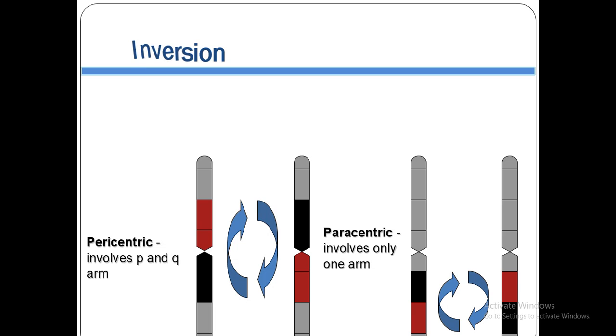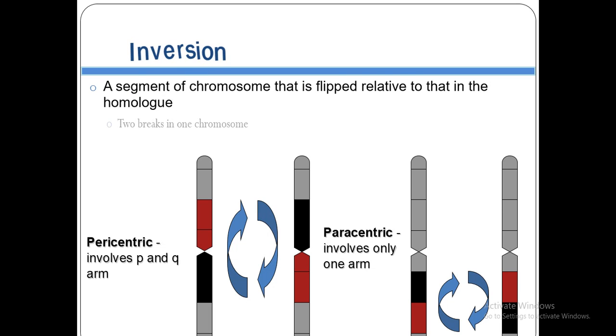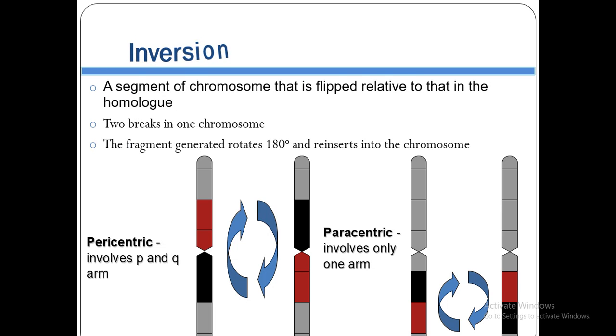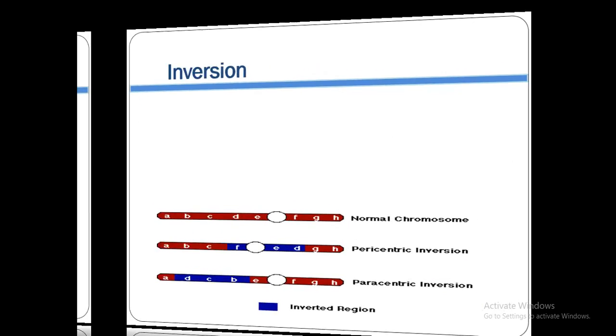Then we have inversions, wherein a segment of the chromosome has been flipped. So it is broken and flipped. Now, it could be pericentric, meaning it involves the P and the Q arms of your chromosome, or it could be paracentric, which involves only one arm. So it could happen in your Q arm alone, or in the P arm. The sequences are inverted here.